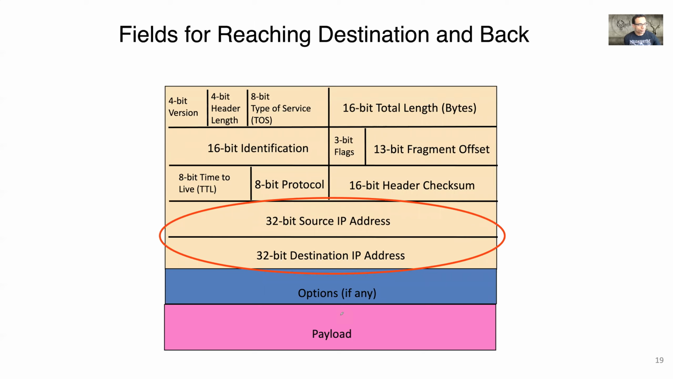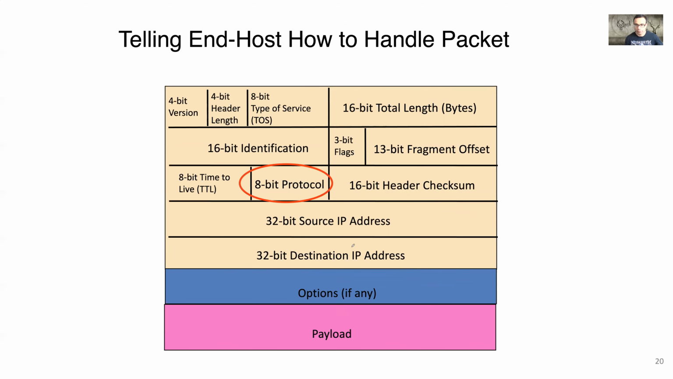Next, we have the 2 fields for reaching the destination and allowing the destination to know where this datagram came from. So that's the source and the destination IP addresses, right? And we'll look at IP addresses later. Next, we have a field for multiplexing.